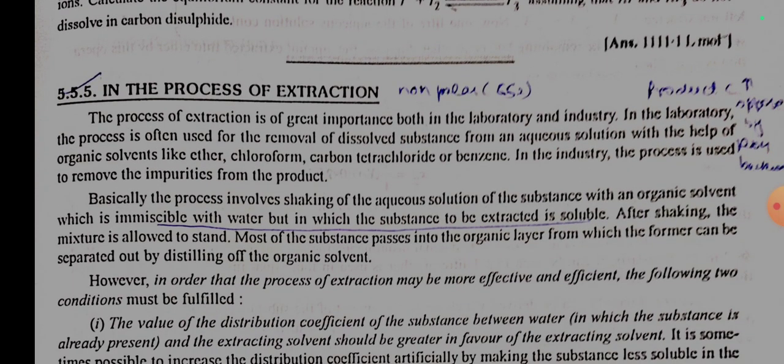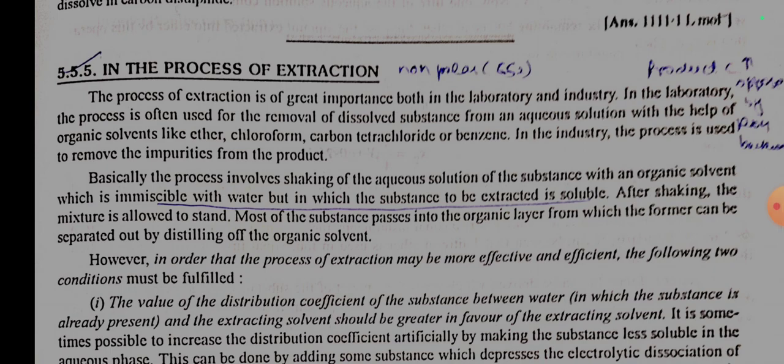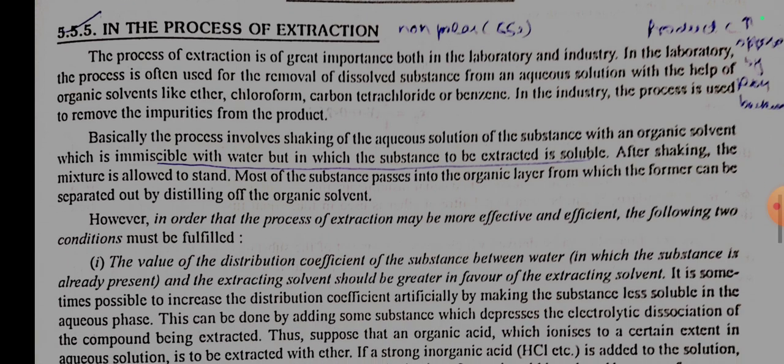In the process of extraction. The process of extraction is of great importance both in the laboratory and industry. In the laboratory, the process is often used for the removal of dissolved substance from an aqueous solution with the help of organic solvents like ether, chloroform, carbon tetrachloride or benzene. In the industry, the process is used to remove the impurities from the product.